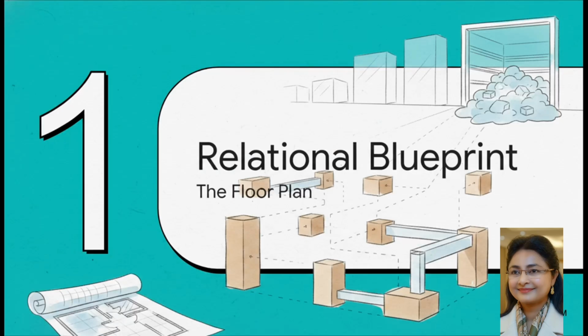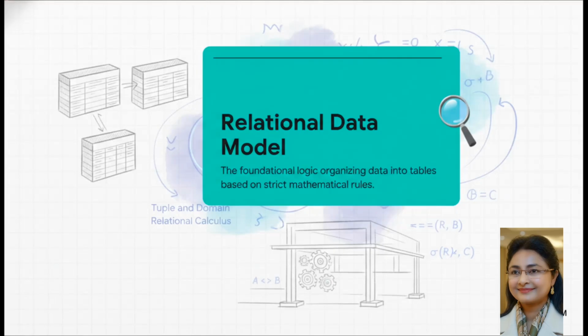All right, starting with section 1, the relational model blueprint, establishing the floor plan. So, before we can store even a single piece of data, we need absolute strict rules. Otherwise, our warehouse just becomes a giant dumping ground, right?